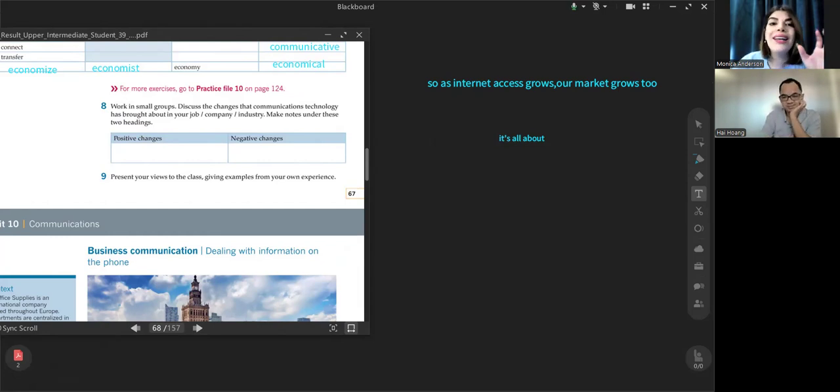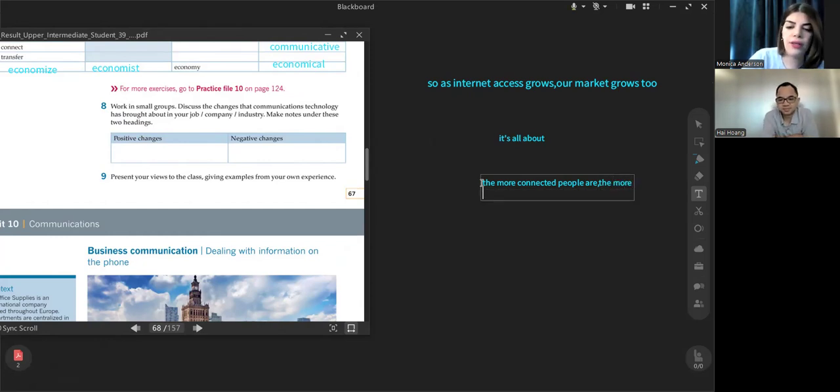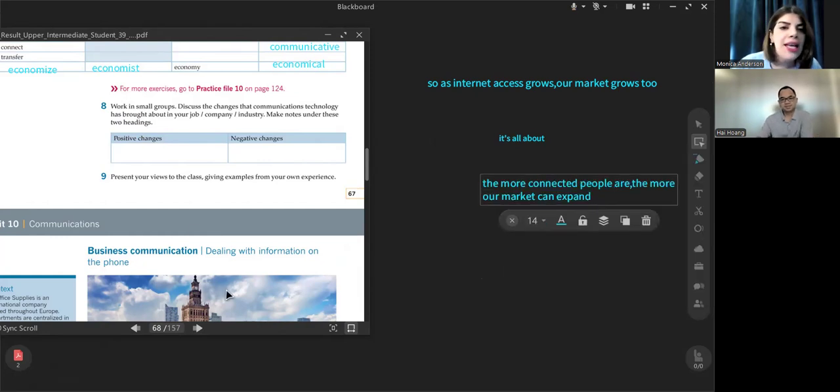You can say, "The more connected people we have, the more..." The more connected people are, the more our market can expand. So this one is better. You can say, "The more connected people are, the more our market expands." So this one is better, okay? Or "the more our market can expand." So it's your choice how to use it.